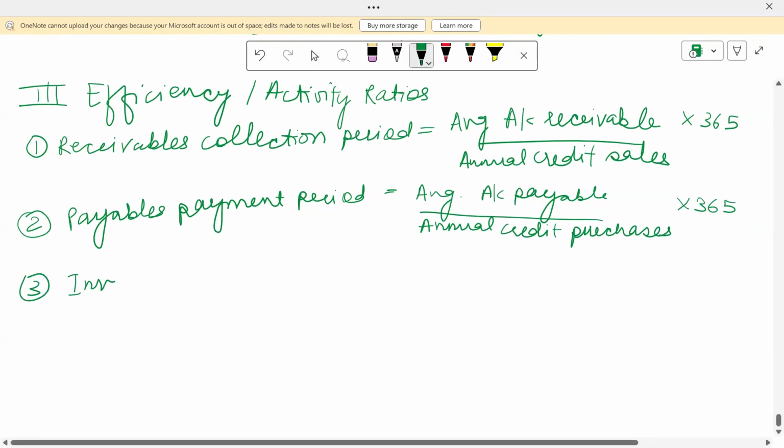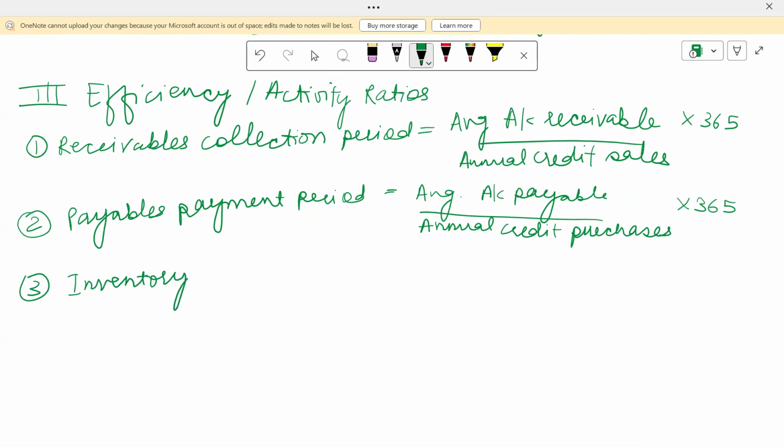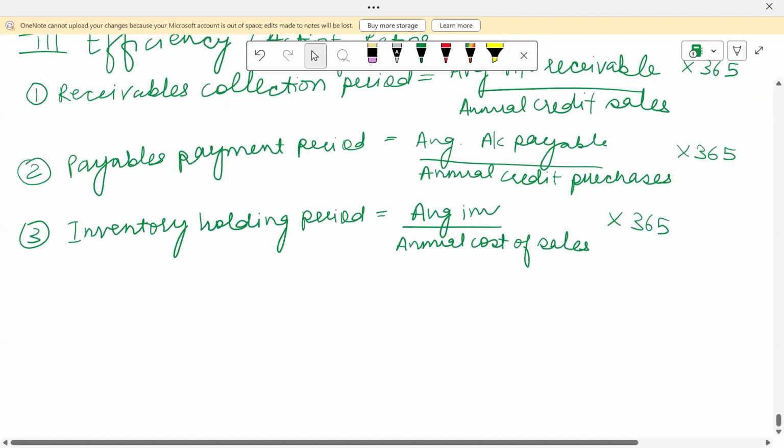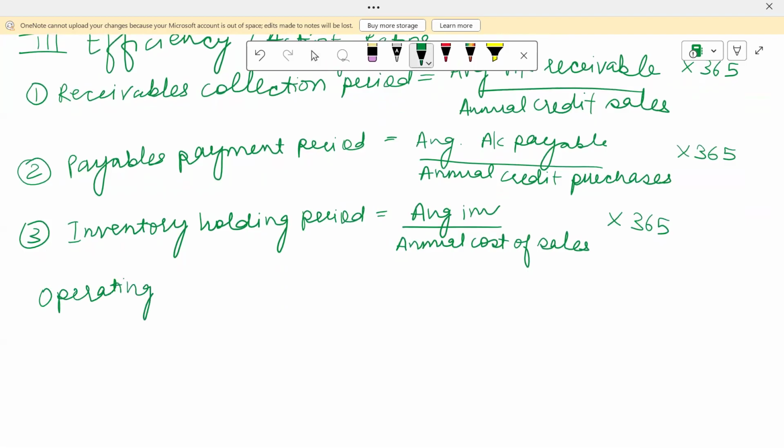Then you have your inventory holding period. It basically signifies how long you hold your inventory before it gets sold out. So this is nothing but average inventory divided by your annual cost of sales multiplied by 365. Then one more thing that you calculate through all of these is your operating cycle.